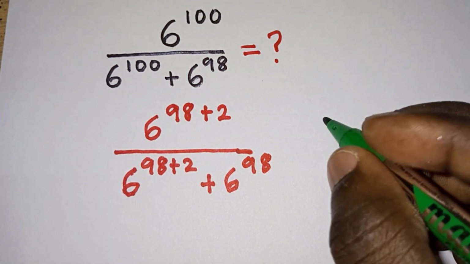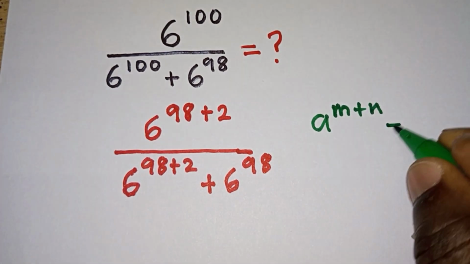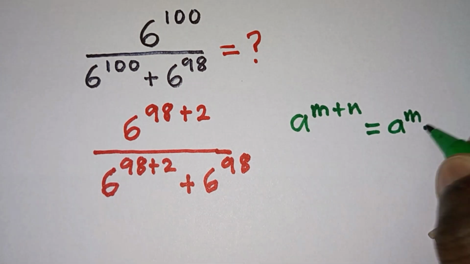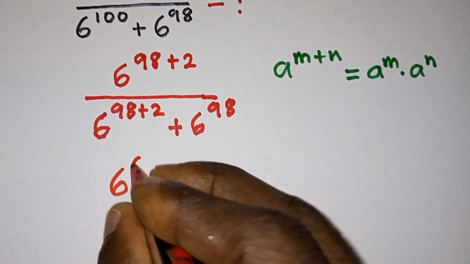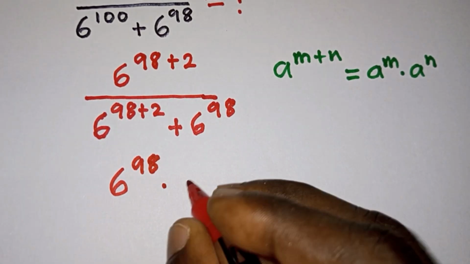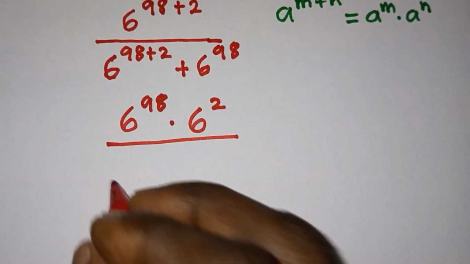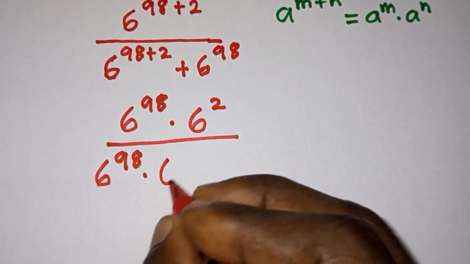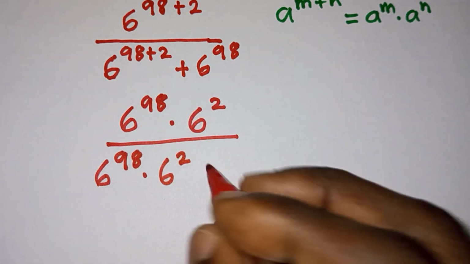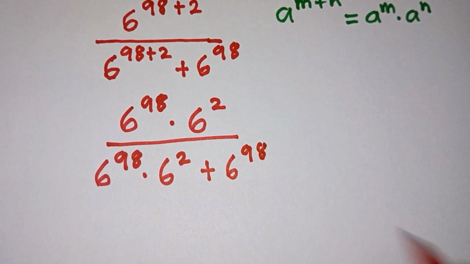Now let's go ahead and apply the power rule, that is a to the power m plus n is the same as a to the power m times a to the power n, right? So we're going to have 6 to the power 98 times 6 to the power 2 divided by 6 to the power 98 times 6 to the power 2, this one, then plus 6 to the power 98.